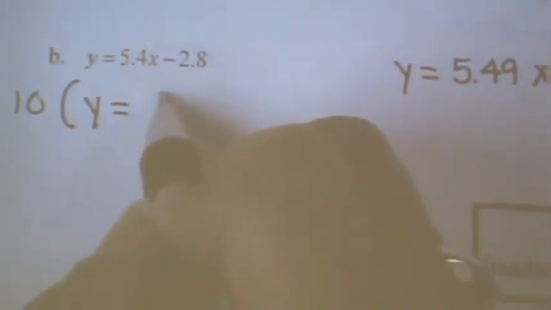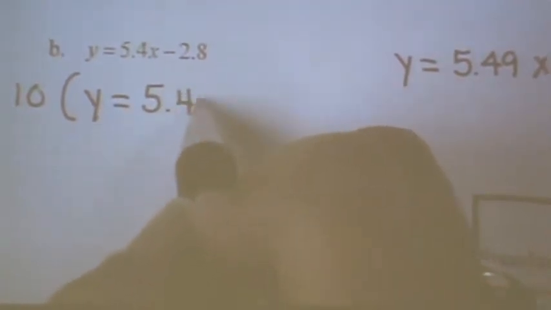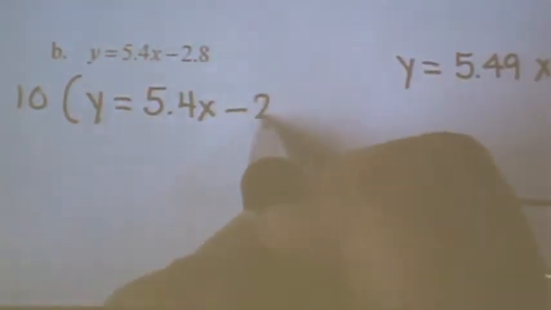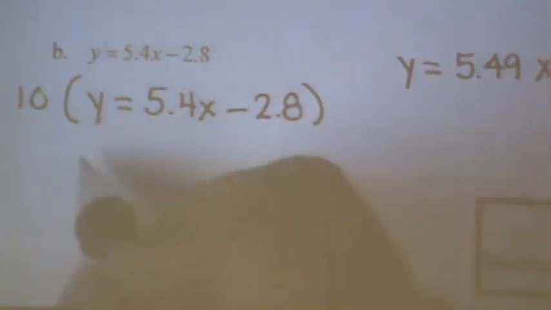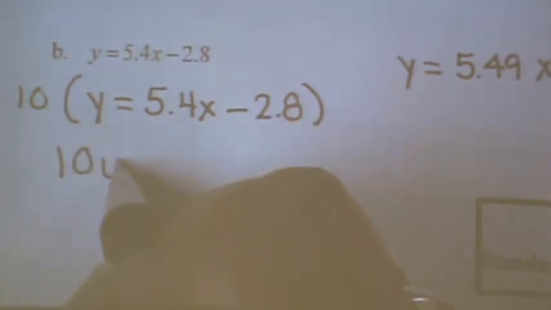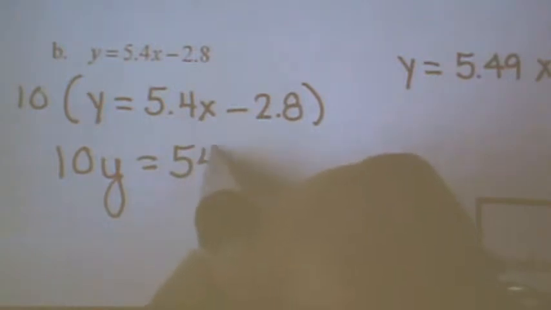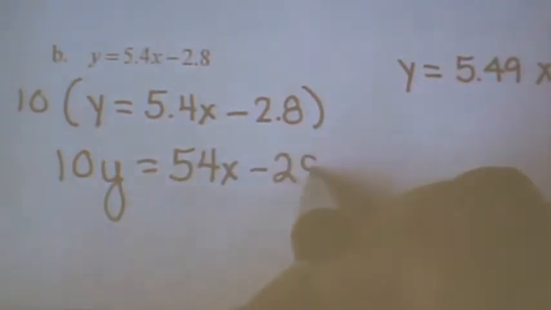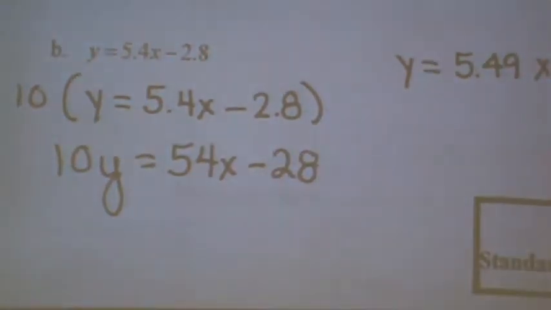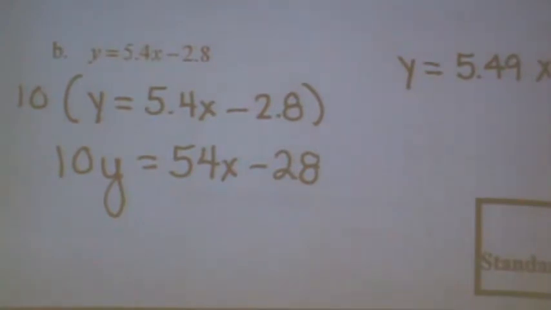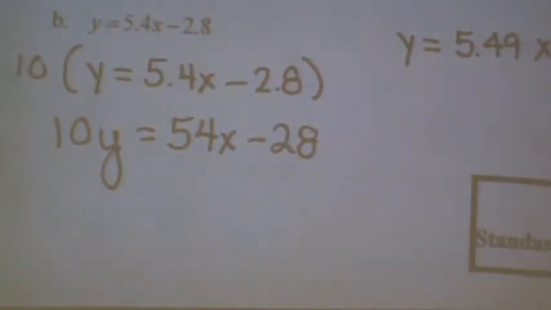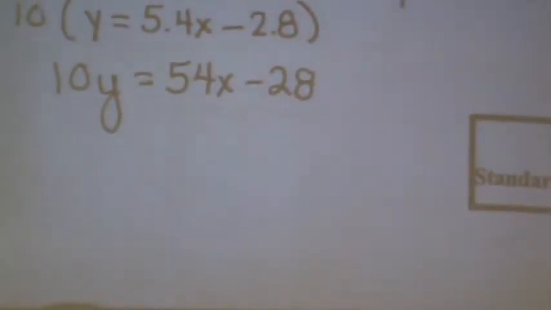By multiplying this whole thing by 10, do you know what you get for a new equation? You get 10y, sorry, equals 54x minus 28. All I did was multiply each term by 10. You have to do that? You don't want a decimal or what? No, standard form is no decimal.